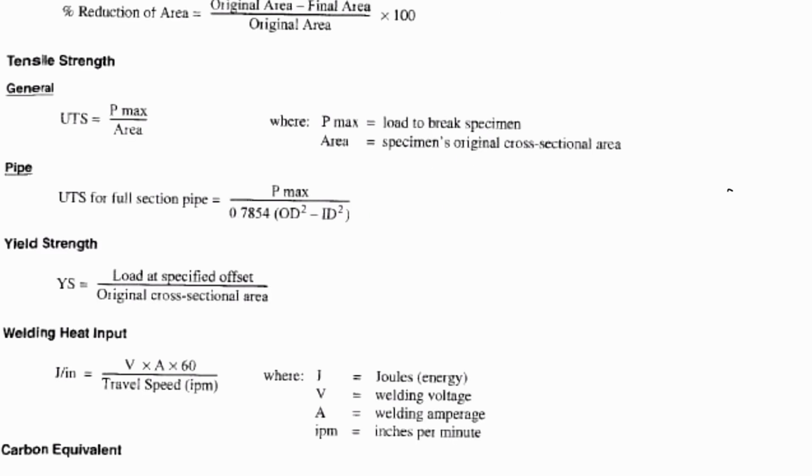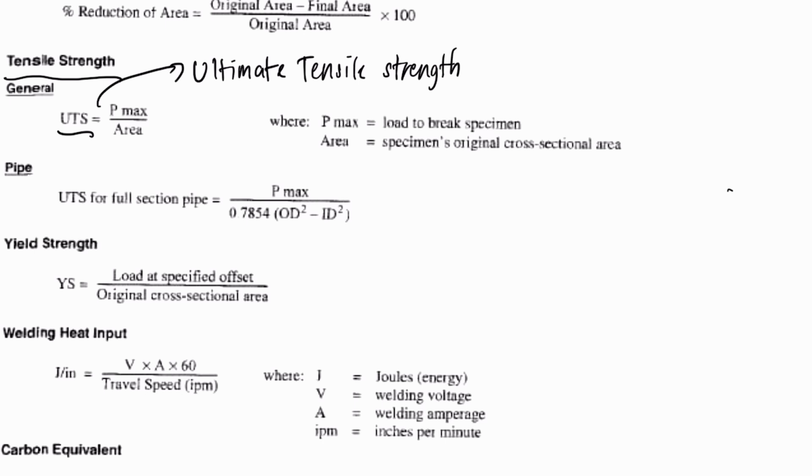The tensile strength measures the load it takes to break the specimen. It is a simple measure of force over area. If we're familiar with pressure, it is synonymous to pressure. This UTS is the ultimate tensile strength, which measures the strength of the material at its breaking point.